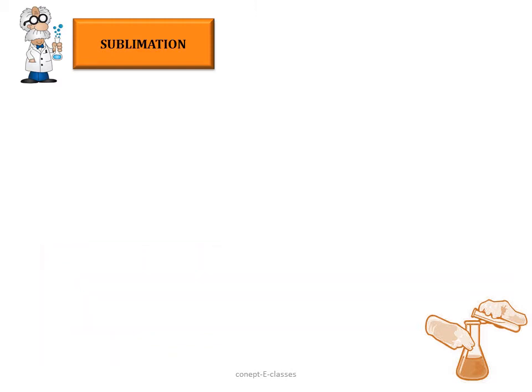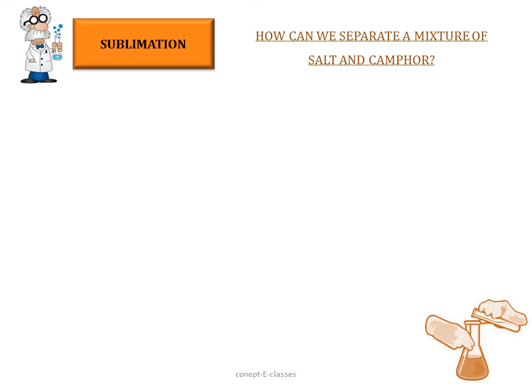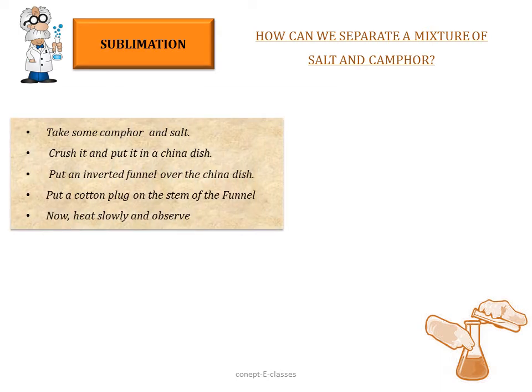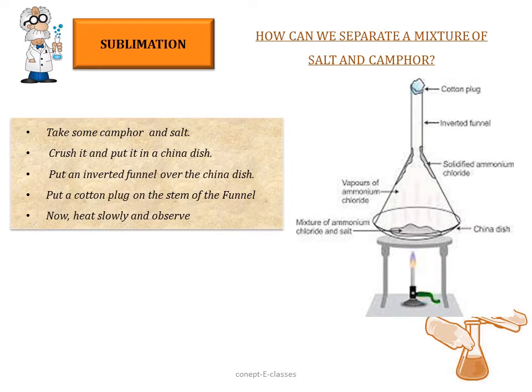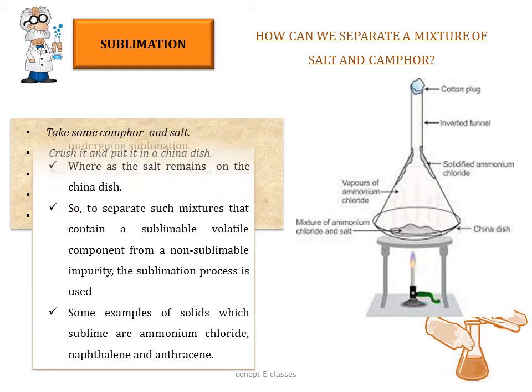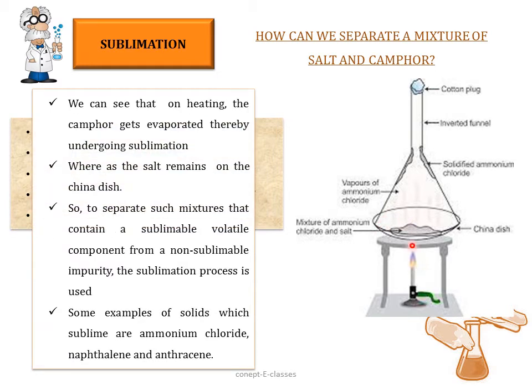Let's understand more about this through a simple activity where we separate a mixture of salt and camphor. For this, we take camphor and salt, crush them and put them in a china dish. Now put an inverted funnel over the china dish and put a cotton plug on the stem of the funnel. Now heat slowly and observe. We can see that on heating, the camphor evaporates, thereby undergoing sublimation. So this component can be called the sublime component, whereas the salt remains on the china dish.